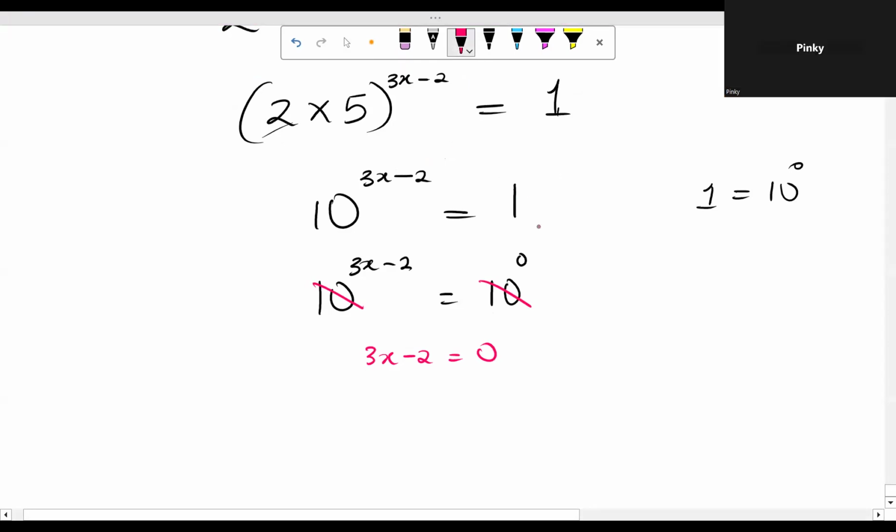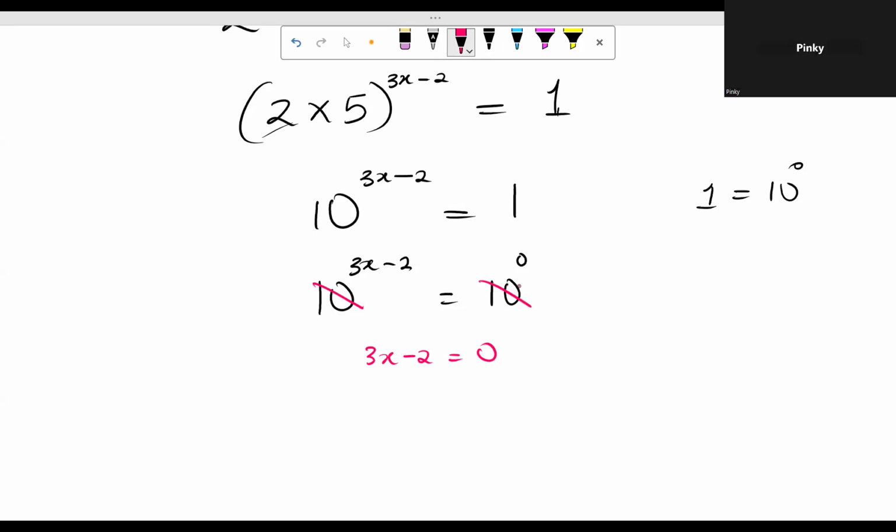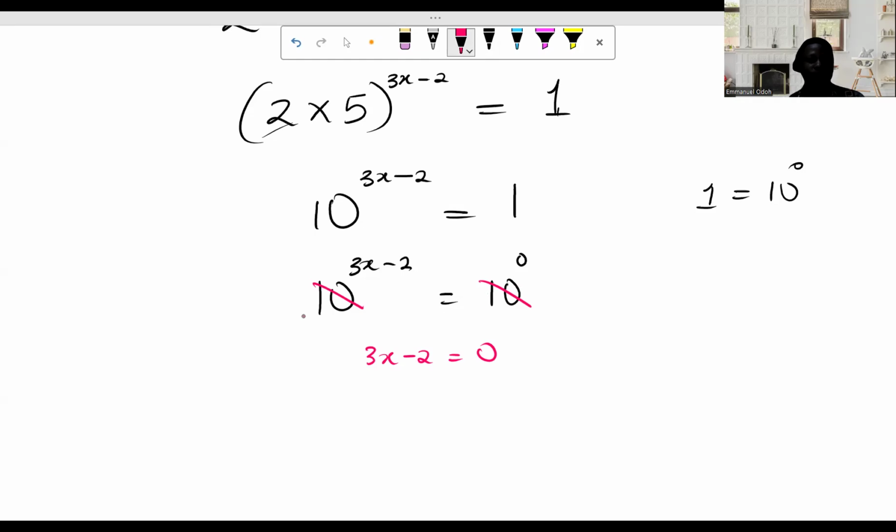Question from Nancy: I don't get that side, this one that changed to 10 to the power of 0. Yes, and the reason is we want to make the base the same on both sides. Since on our left hand side the base is 10, but here we have 1. Any non-zero number raised to the power of 0 is 1. So instead of just writing 1, this 10 to the power of 0 is still the same thing as 1.